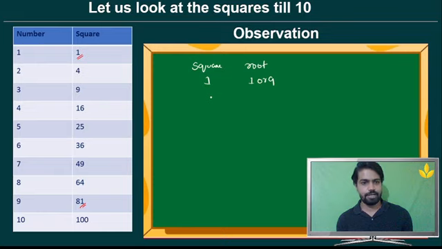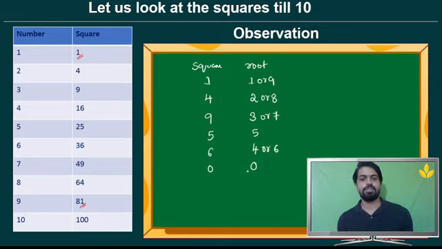And if a square is ending with 4, its square root might end with either 2 or 8, as observed here. And if a square ends with 9, its square root might end with 3 or 7. If a square is ending with 5, its square root will end with 5 only. If a square ends with 6, its square root might end with either 4 or 6. If a square ends with 0, its square root might end with 0 only.